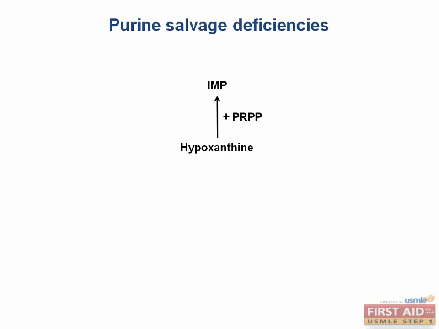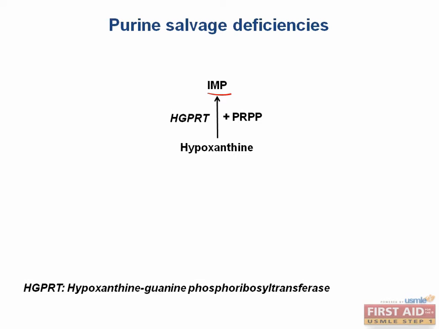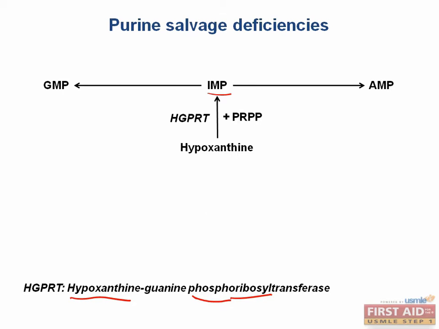Alright, so remember, to make purines, we start by adding hypoxanthine to PRPP to make IMP, or inosine monophosphate. One thing I didn't tell you before is which enzyme catalyzes this reaction, and that's HGPRT, which stands for hypoxanthine guanine phosphoribosyltransferase. A nice thing about biochemistry is that the enzyme names generally tell you what they do. So in this case, we're transferring a hypoxanthine onto a ribose that has phosphates on it, which is PRPP. IMP can now be converted to either AMP or GMP, as I talked about in the last slide.